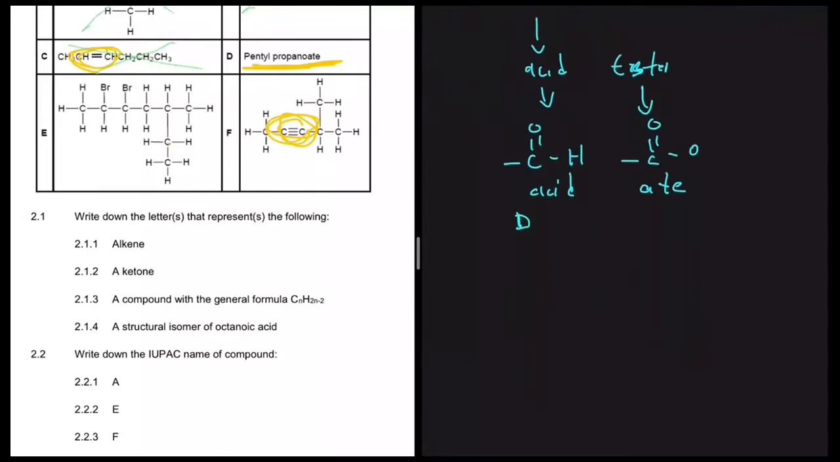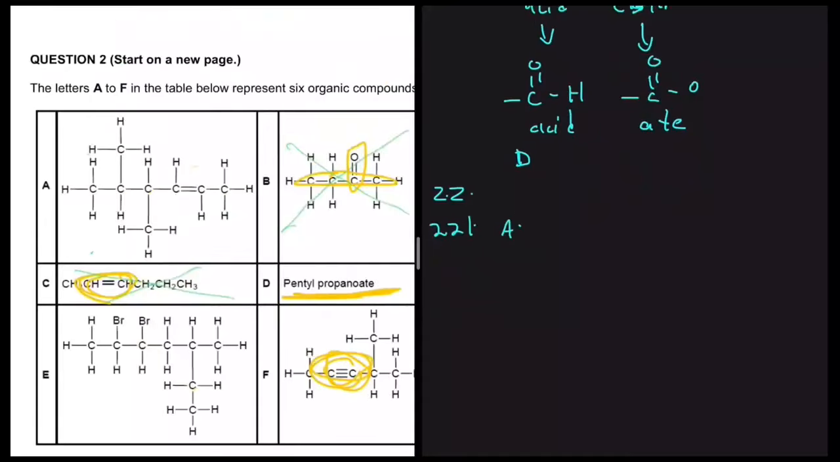And now we can do 2.2. 2.2 starts by saying that let's write down the IUPAC name of compound A. So what you want to do first, step number 1, is to identify the longest carbon chain, right? So we have 1, 2, 3, 4, 5, 6. Even if you take any other way, you'll end up with 6, right? So now we know that as part of our name, we should have hex.